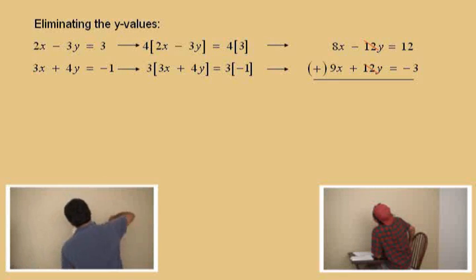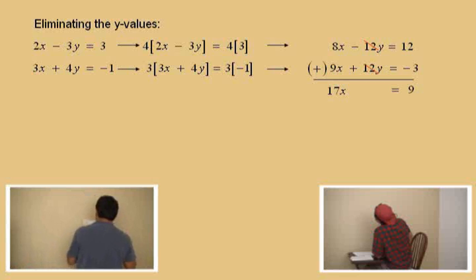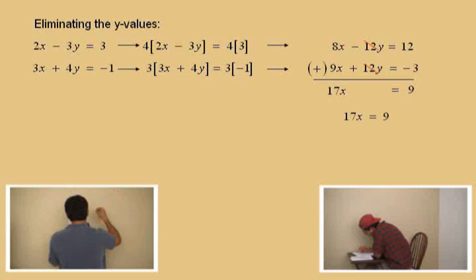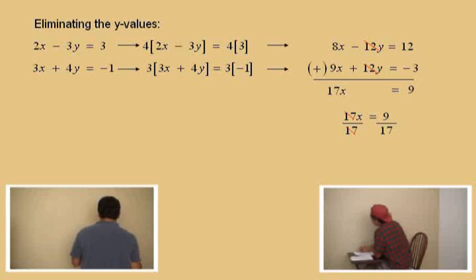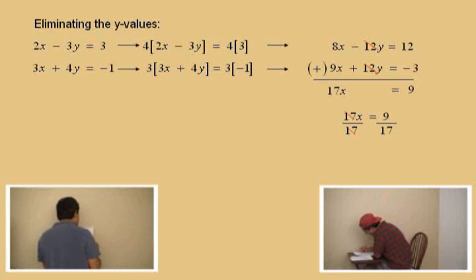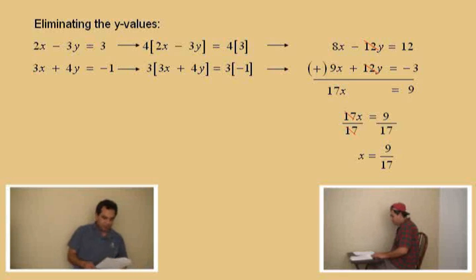And so what's on our left-hand side, Charlie? 17x. That's right, and the right-hand side? Nine. Okay, there we go. So 17x equals 9, we bring it down there. Now, how do we solve for x, Charlie? Divide both sides by 17. Those 17s cancel. And so x equals what, Charlie? 9 over 17. Very nice there.